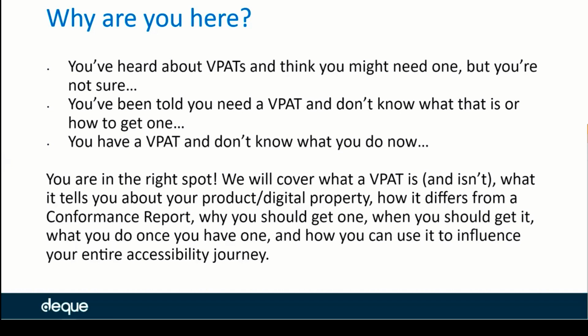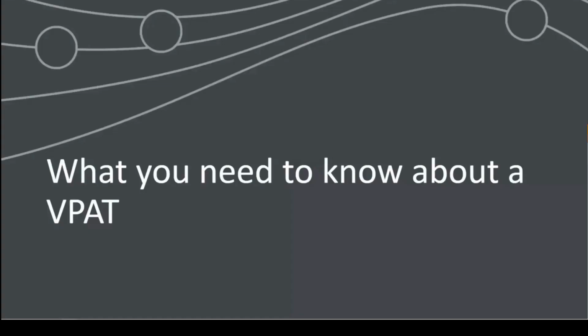So today we're going to spend time going over what a VPAT is and isn't, what it tells you about your product or digital property, how it differs from a conformance report, why you should get one, when you should get it, and then what you do with it once you have one. And at the end, we're hoping that you feel confident enough to speak in general about the ideas around a VPAT, when your team might need one, and how to go about getting the right one. If you have other reasons for being here today, throw them in the chat. Otherwise, we'll go ahead and get started.